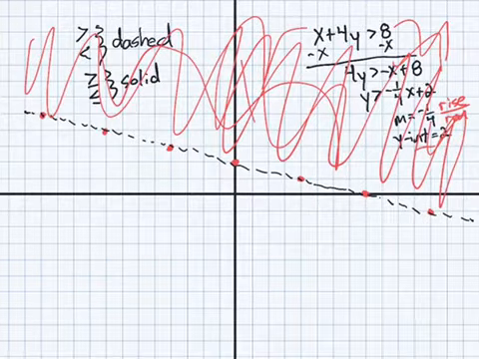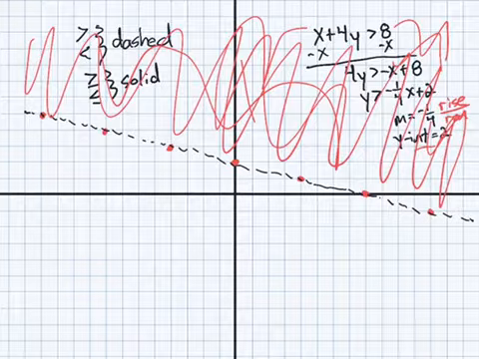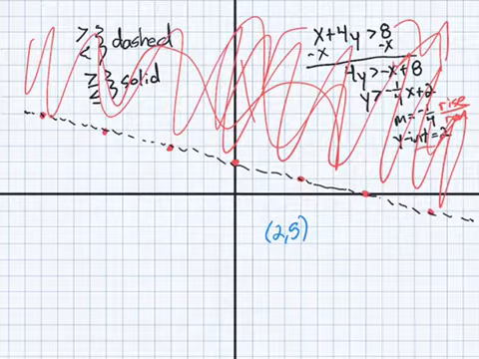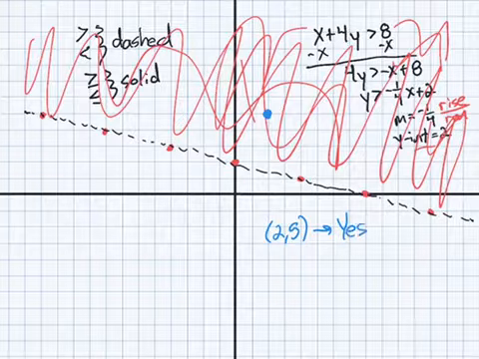So for instance, let's say I pick the point 2, 5. Is it a solution to my inequality? So I go over 2, up 1, 2, 3, 4, 5. The point is right here. It is inside the red shaded region, so that would be a valid solution. So yes, it's a solution.